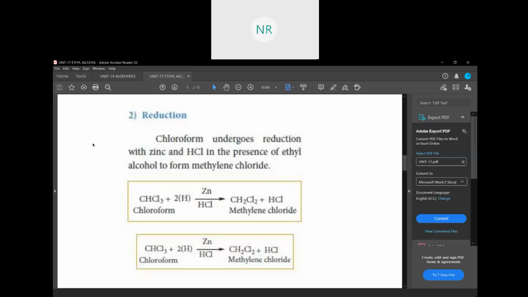Okay, so chloroform has two hydrogens, that is H2. The presence of zinc and hydrochloric acid gives us methylene chloride plus HCl. Okay, so the same reaction is repeated. There's the same reaction, so no need to worry, this is a single reaction.